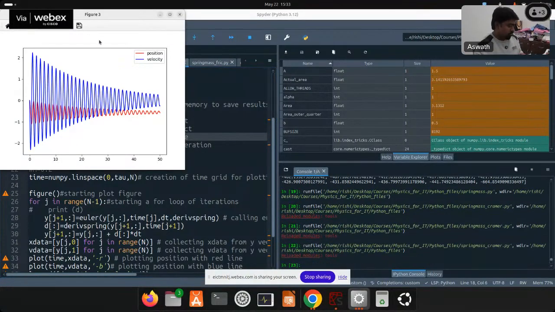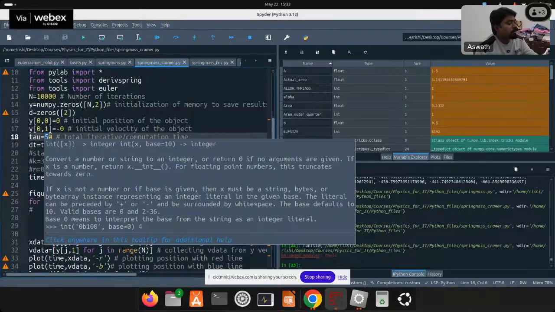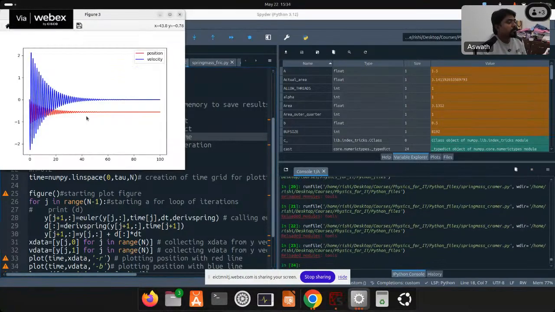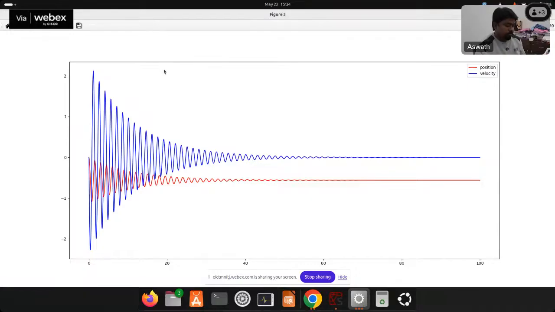Yeah, you see now? So oscillations are decreasing. If you go further and further, let's take 100 integration time. So oscillations would die down. See, you see here? Oscillations are dying down.